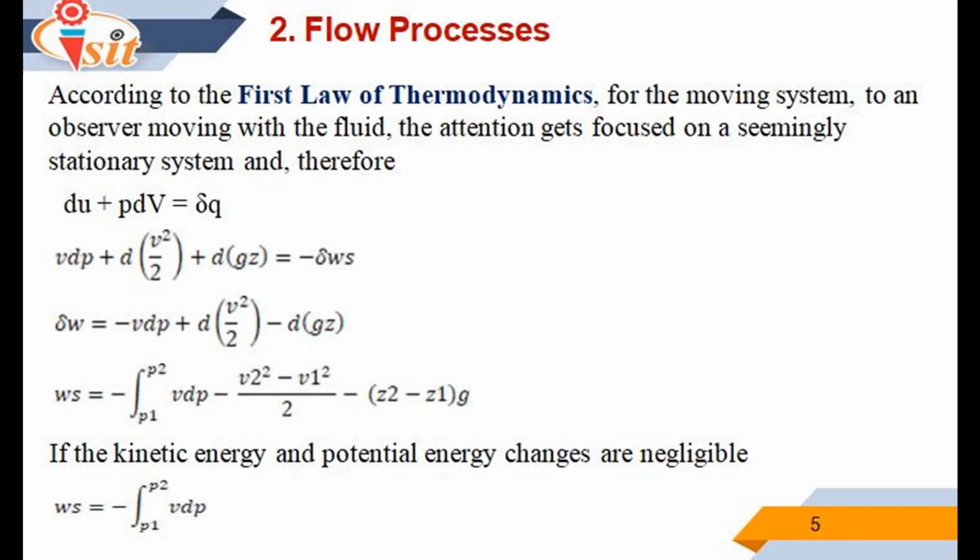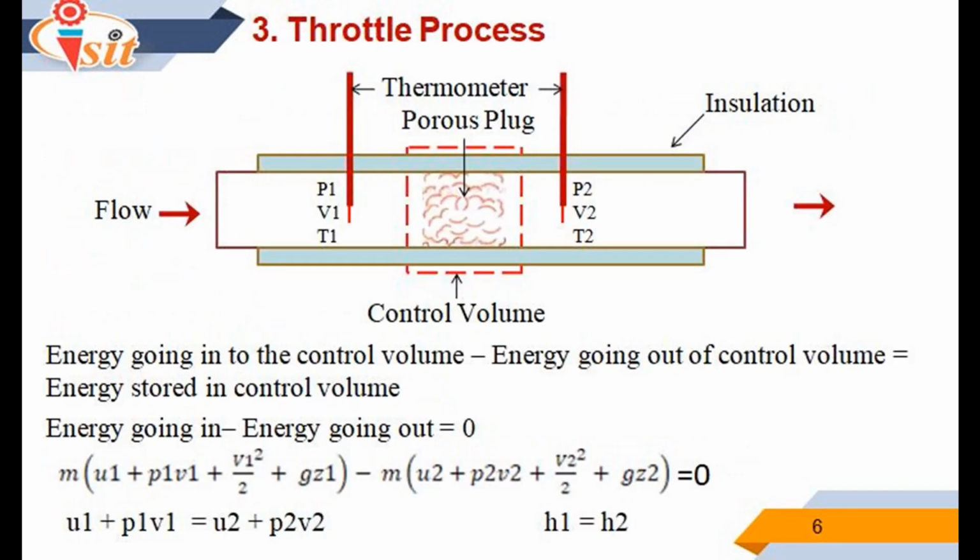The next process is throttle process. The process takes place in such a way that the fluid expands from high pressure to low pressure without doing any work, and there is no change in kinetic energy and potential energy of the fluid. There is no heat transfer in this process. Such a process is called throttling process.